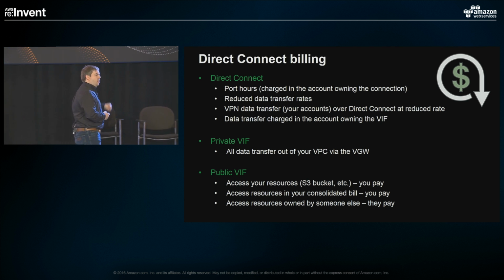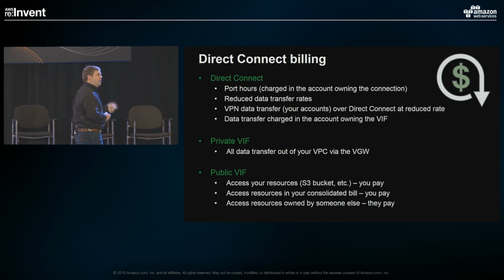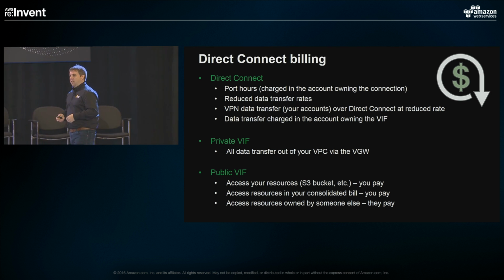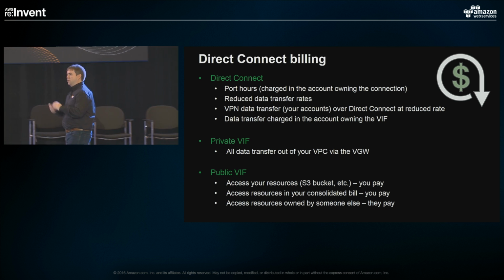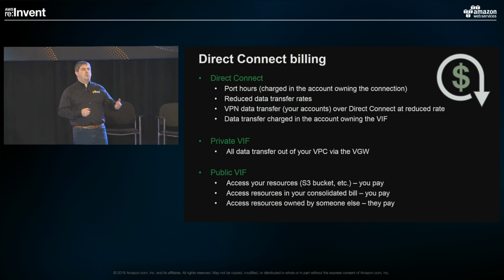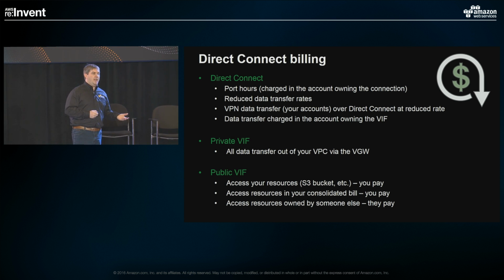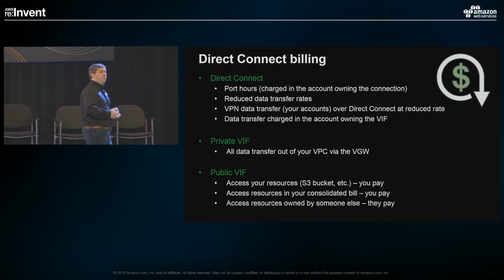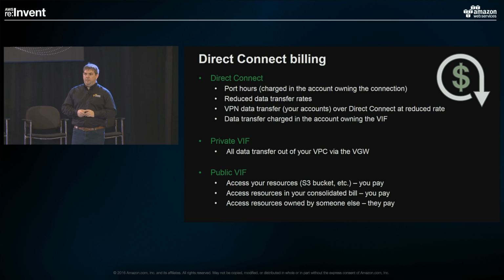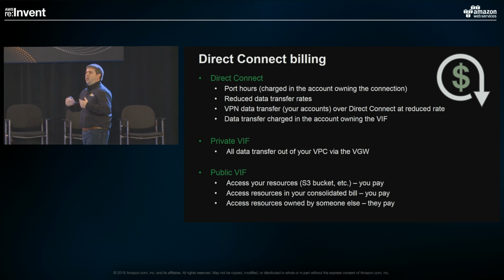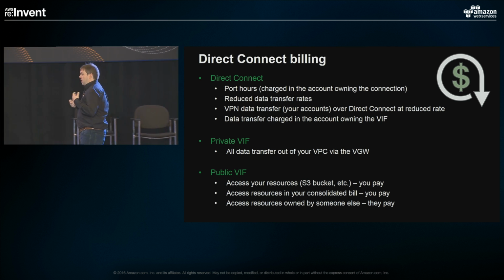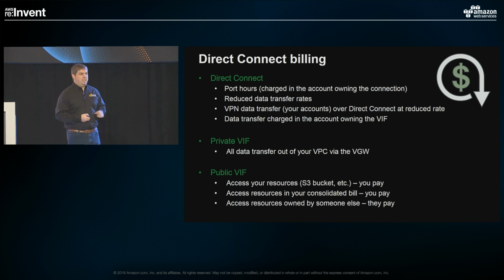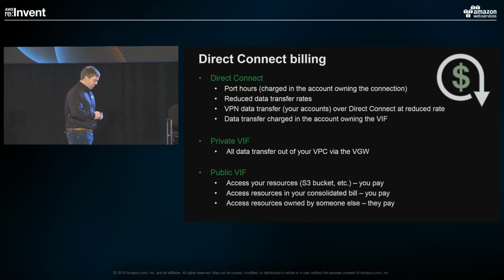What about accessing a resource that is owned by another account, but it's part of your consolidated billing family? So many of you might have multiple AWS accounts that all come into one consolidated bill. If you're accessing an S3 bucket that is owned by another AWS account, but within that same consolidated billing family, again, you'll pay for that, and you'll pay for it at the Direct Connect rates. But what about if you're accessing something that another customer on AWS is providing from the platform? In that case, you don't pay for that data transfer. They pay for that data transfer.